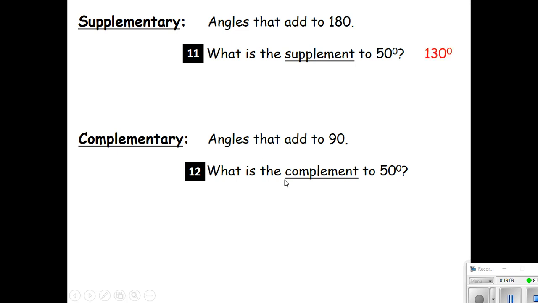The complement, almost the same idea, except it's 90. So what's the complement to 50? What angle do I add to 50 to get 90? Just do 90 minus 50 to find that. In this case, that would be 40. The biggest trouble people have with these is remembering which one is which. These problems can get a little bit harder, but we'll talk about those in the next few days.